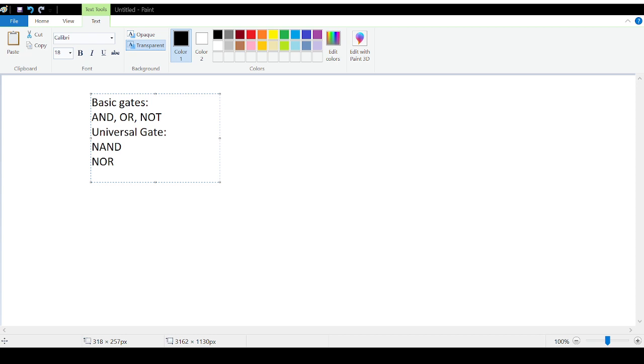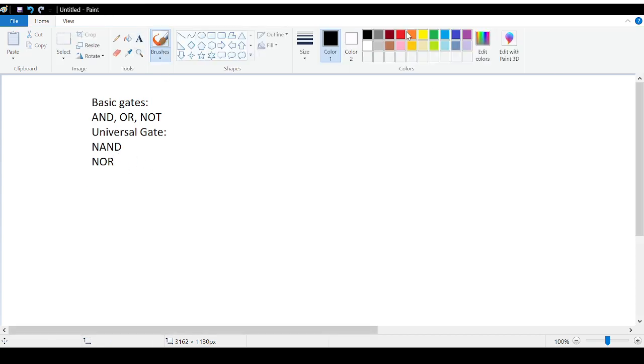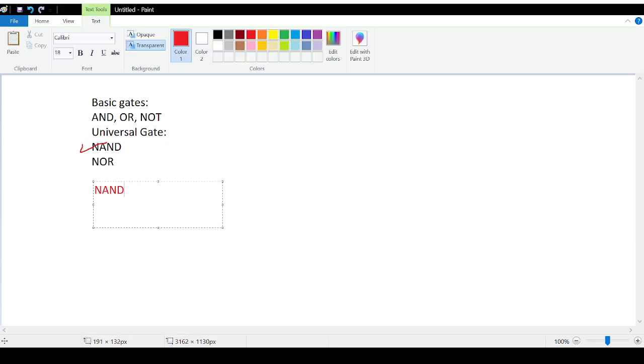In today's lecture, we're going to learn about NAND only. NOR you have to learn by yourself. I'm just going to show you how we construct circuits using NAND. First, let's learn how to use NAND.